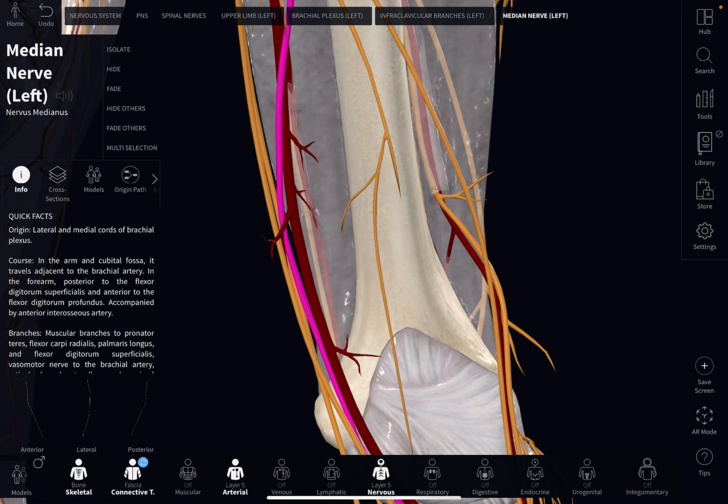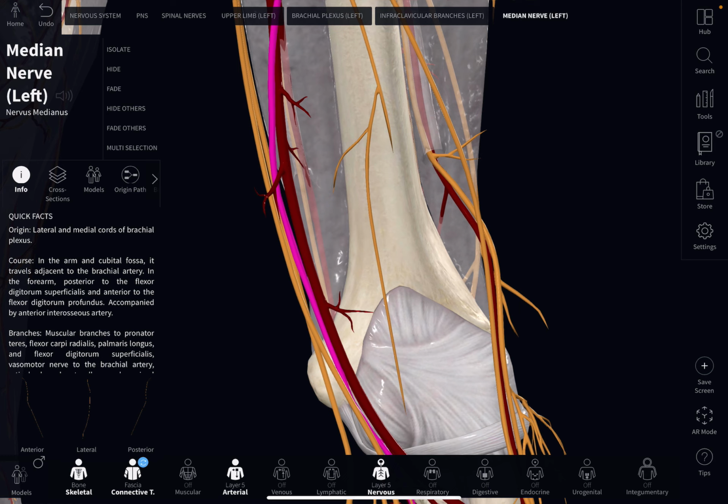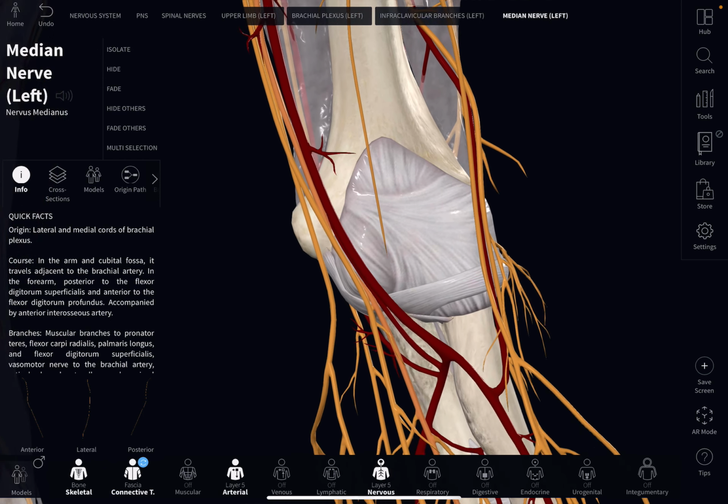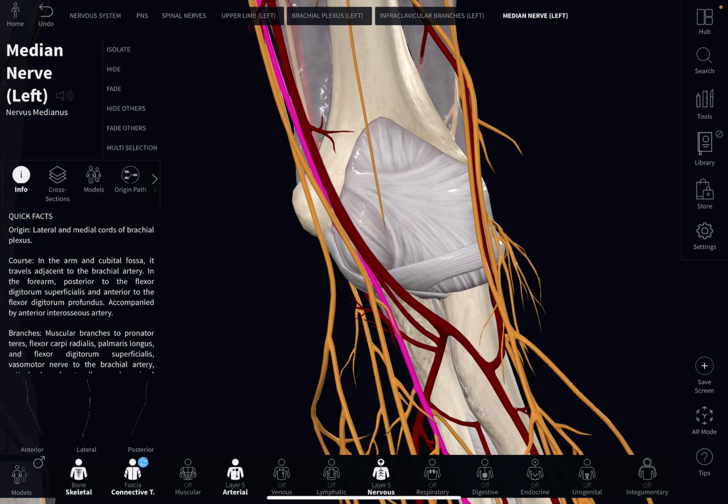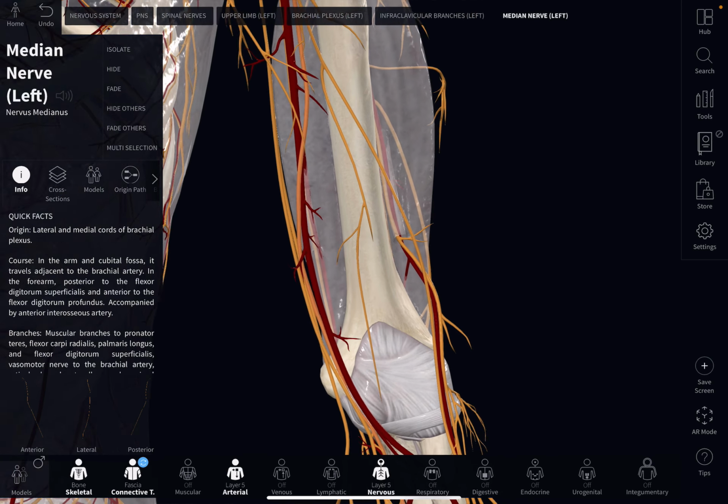All right, so at the cubital fossa the brachial artery is crossed by the bicipital aponeurosis. So this bicipital aponeurosis basically lies superficial to the brachial artery, and it separates the brachial artery from the median cubital vein. All right, now what are the structures lying posterior to the brachial artery?